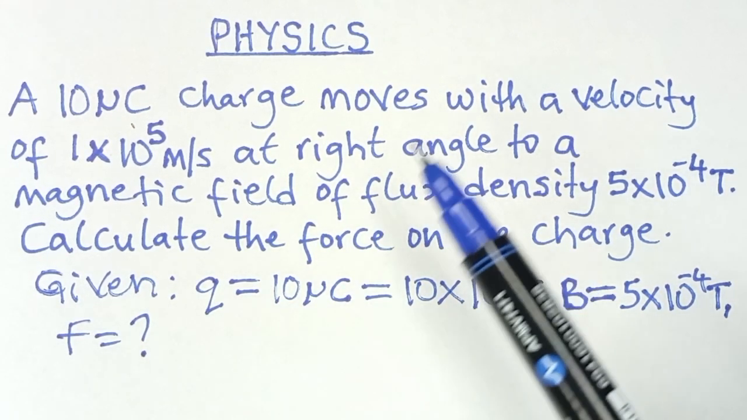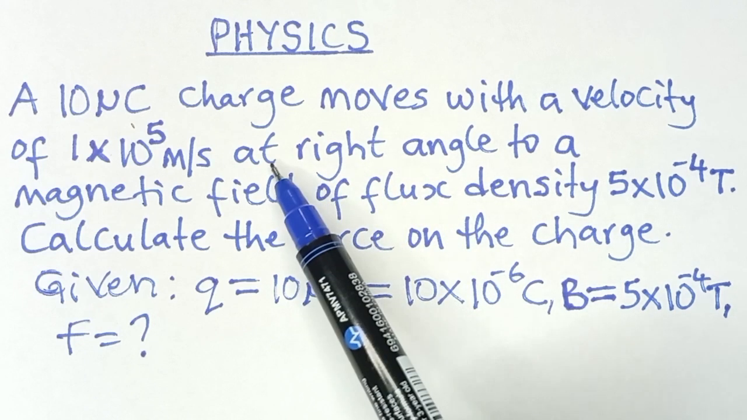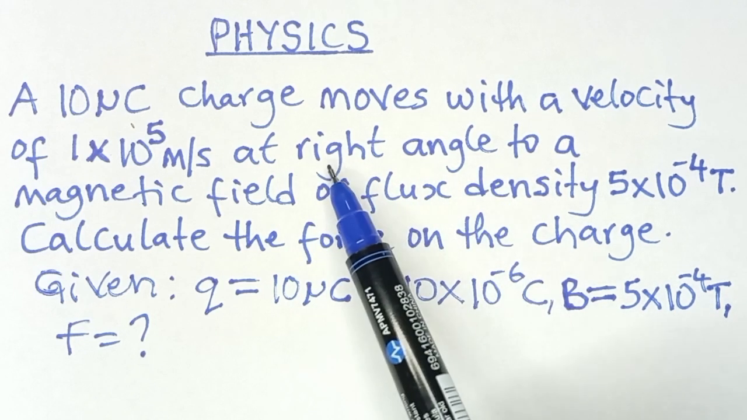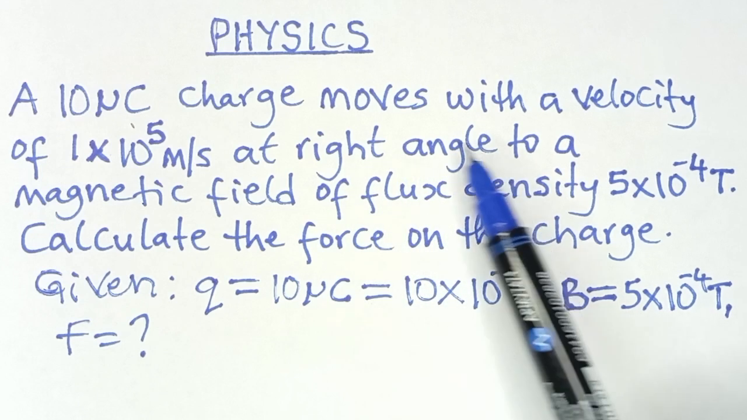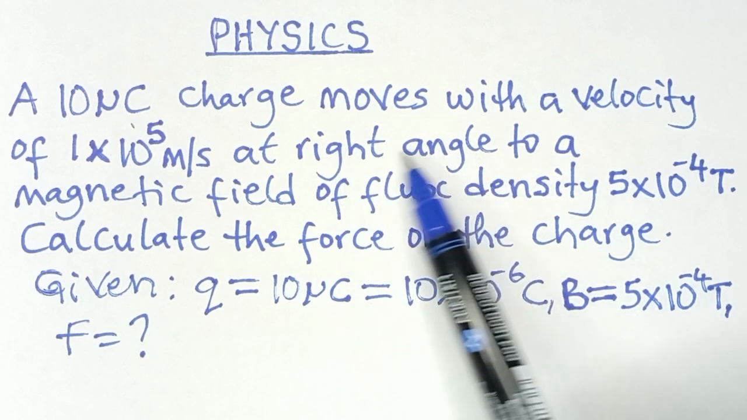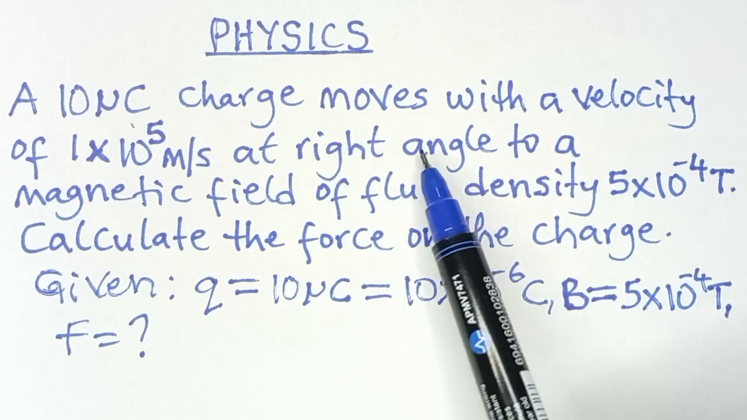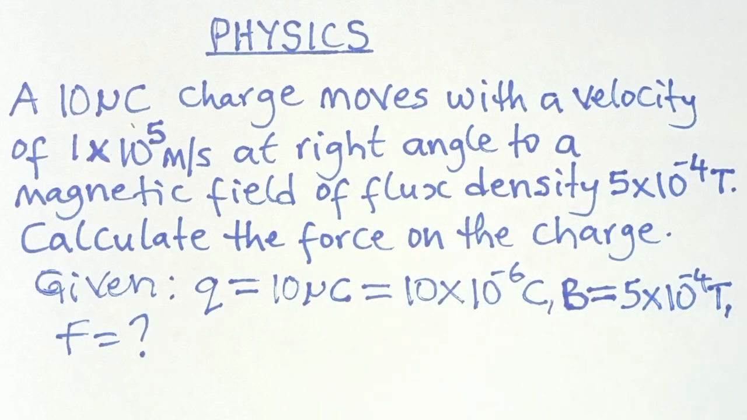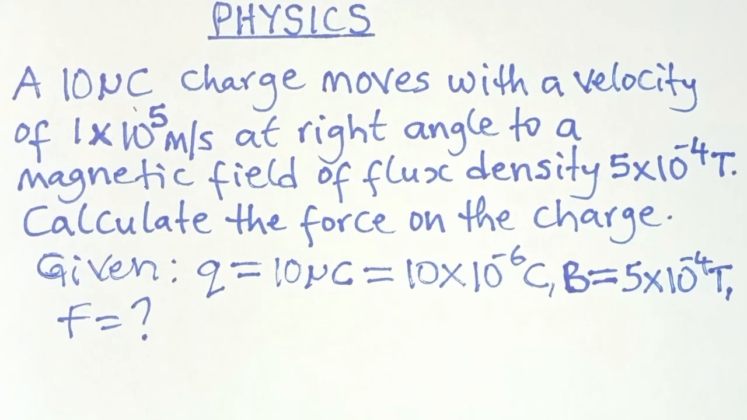Please don't forget, in this question, we are told that it is at right angle to the field. So when we are saying at right angle to the field, there's no need of putting theta in the question, because the value of sine 90, right angle means 90, sine 90 will give us 1. So there's no need of putting that theta in the given parameters.